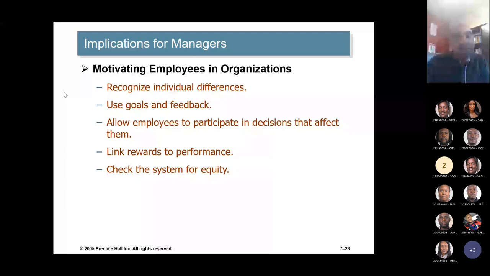And of course, check the system for equity in order to motivate employees in the organization. See that people are treated equally, and that there is procedural justice.